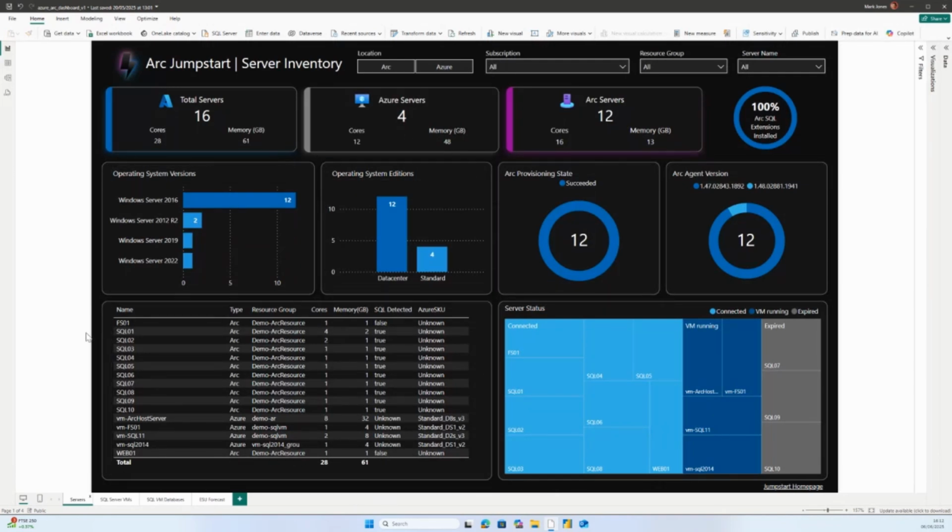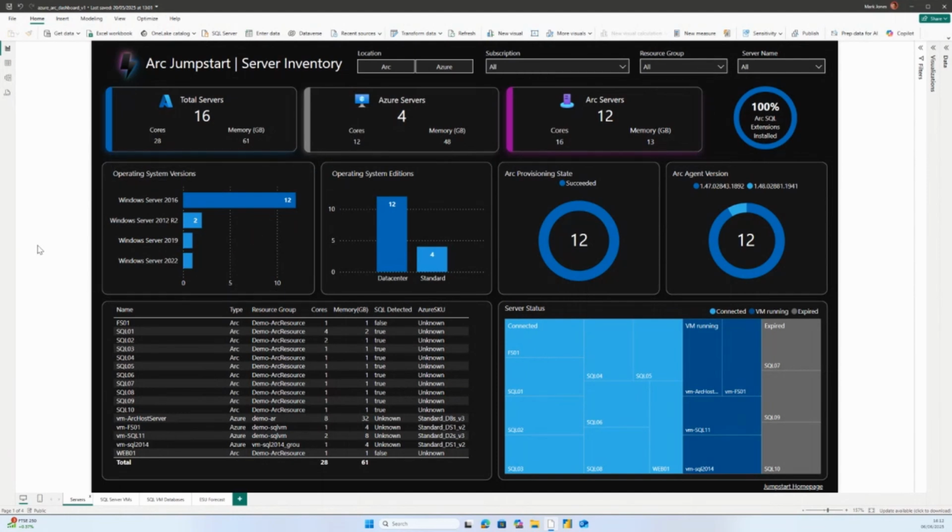The first one of these is just our basic server inventory. But this inventory goes across both Azure servers, so anything that's an Azure native VM, as well as our Arc connected servers. And you can see the different KPI cards along the top, denoting which servers are which ones.